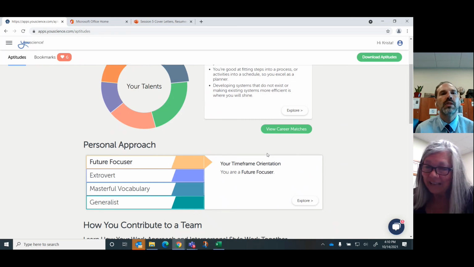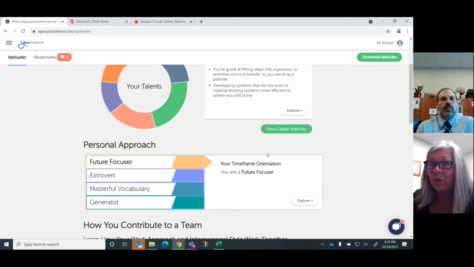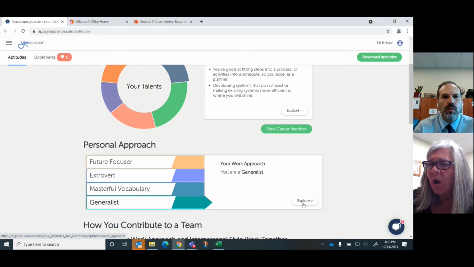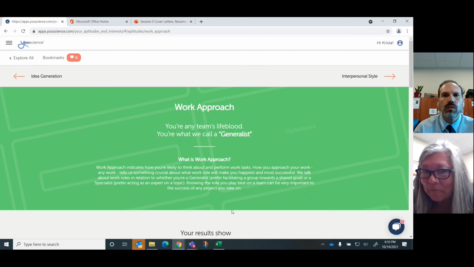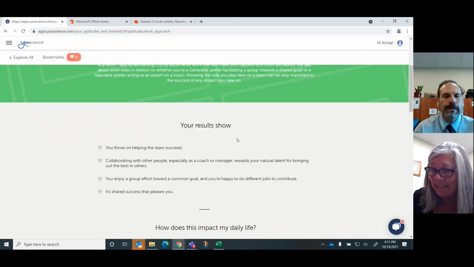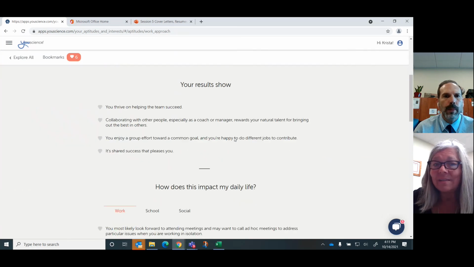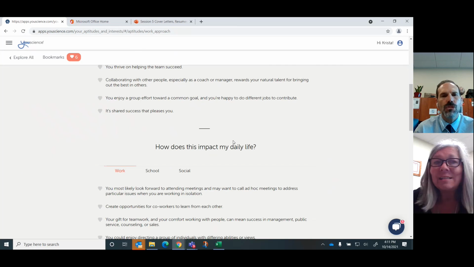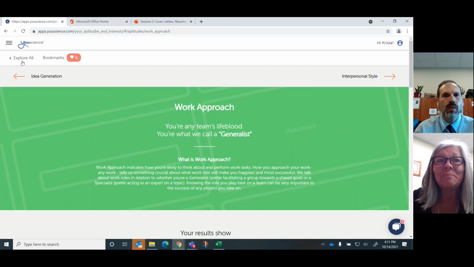So exactly. As we scroll on down the page, we see there's personal approach, and I'm not quite sure what this means. So I want to explore. Again, it's going to take me right back to where we were. This time I'm looking at my work approach. I'm a generalist. And so again, I have some results. I have some impacts. It's the same format.